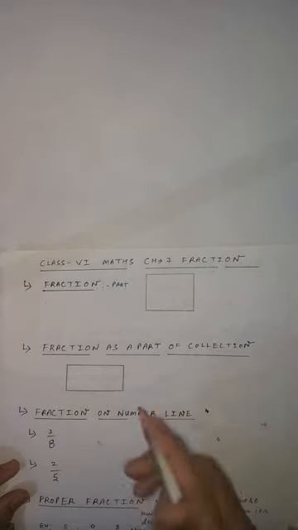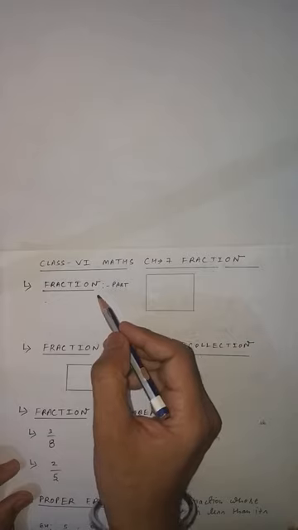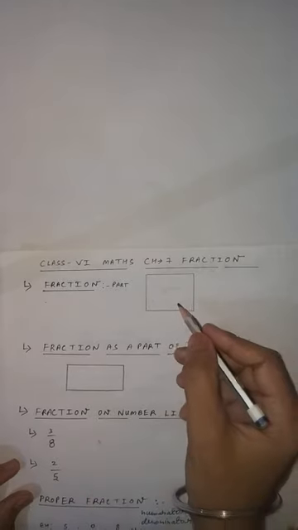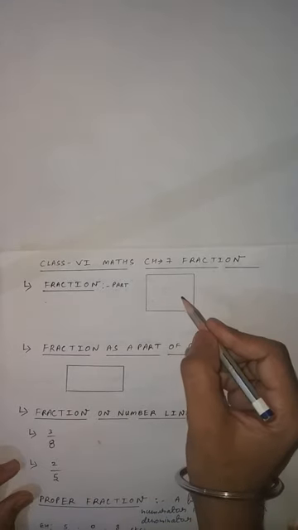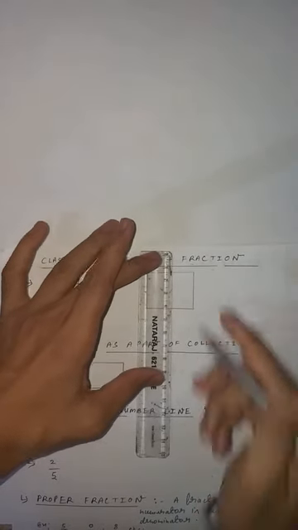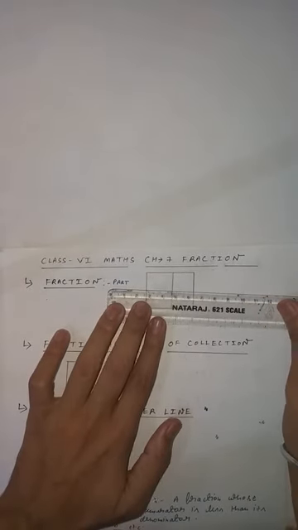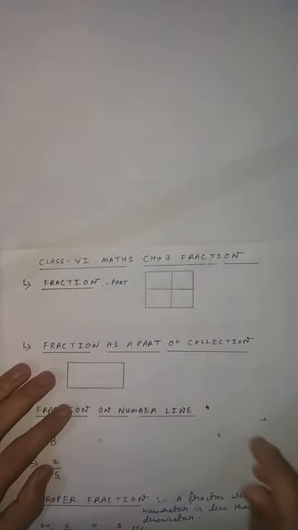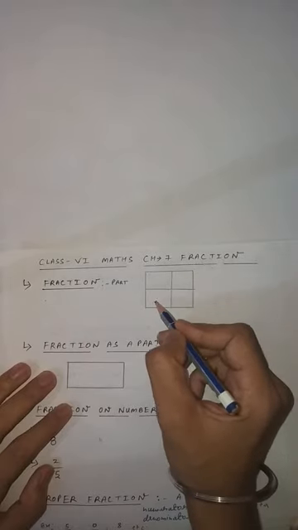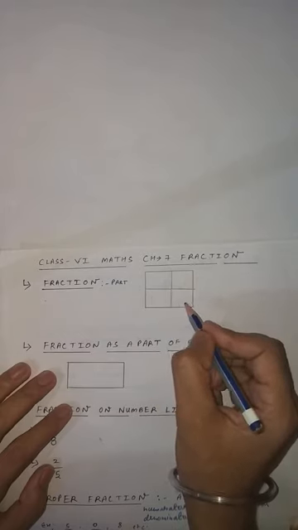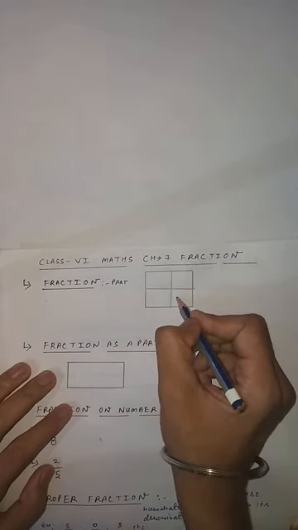First, we should discuss what a fraction is. Fraction means simply part. Clear, students? Like if there is a square, one square, and we divide it like that. Here we divide it into how many parts? 1, 2, 3, 4. So fraction means part. In one square, how many parts? 1, 2, 3, 4. So this is a fraction.